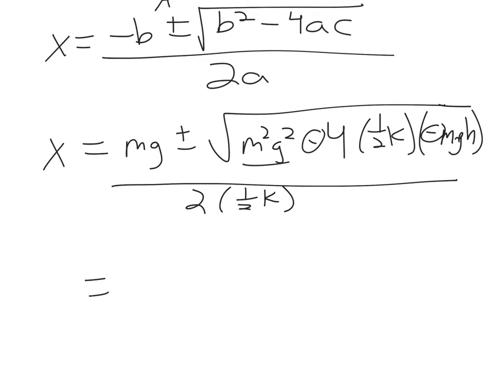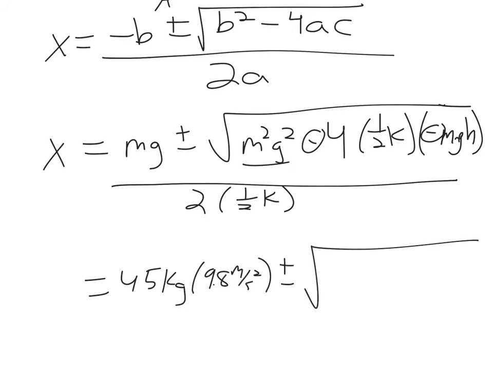Her mass was 45 kilos. Gravity is 9.8 meters per second squared, plus or minus square root. Again, 45. To save room, I'm not going to put units in. So far, that's all in kilograms, I think. K was in newtons per meter, so we were fine there. Height was in meters. Yeah, we're good. All right, so 45 squared and 9.8 squared. I'm just going to put a plus because the negatives cancel.